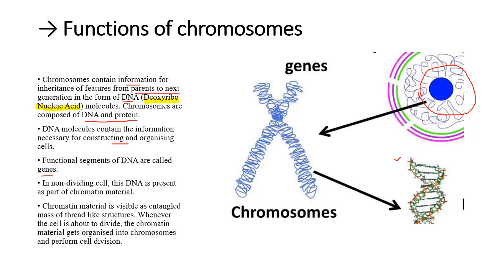In a non-dividing cell, the DNA is present as part of chromatin material. Chromatin material is visible as a thread-like structure. Whenever the cell is about to divide, the chromatin material gets organized into chromosomes and performs cell division.